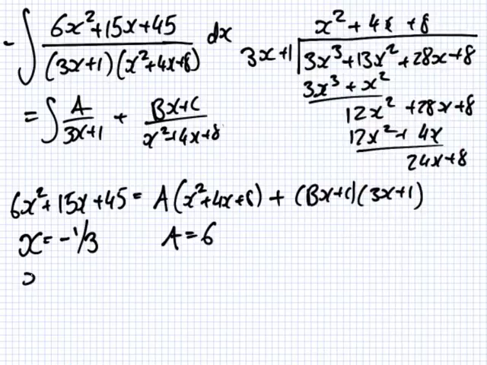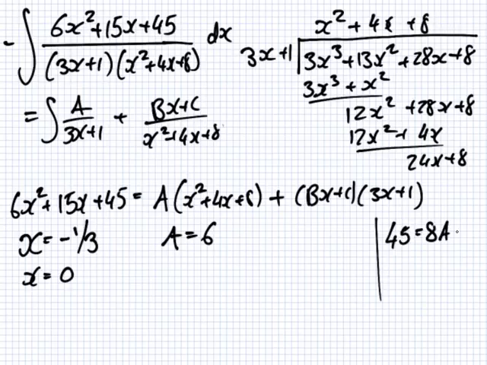Next, I'll make x equal to 0. So this part goes. I'm just left with c at the end here, because it'll be 1 times c. So I'll get 45 equals 8a plus c. So c is 45 minus 8 times 6, which is 48, isn't it? So c is minus 3.